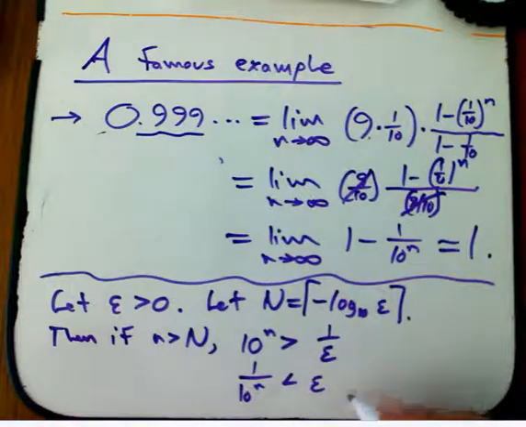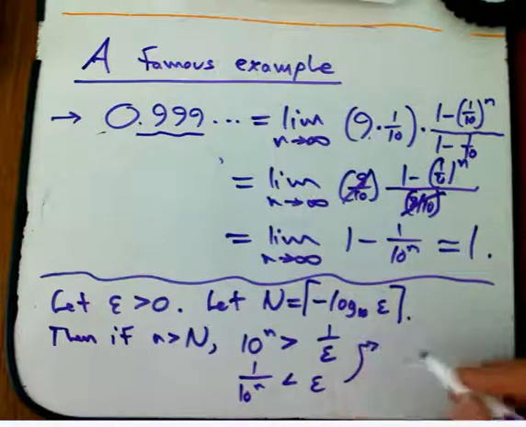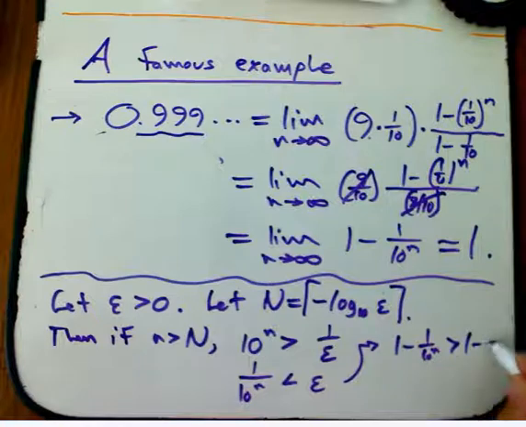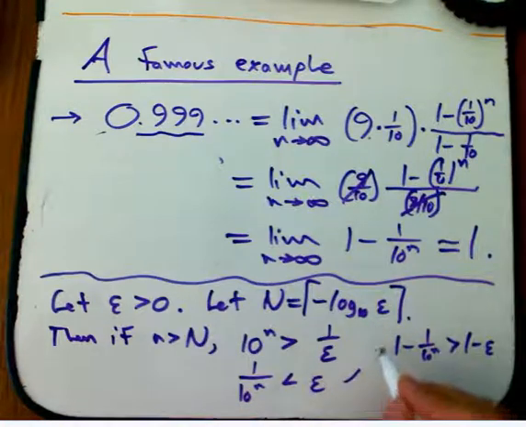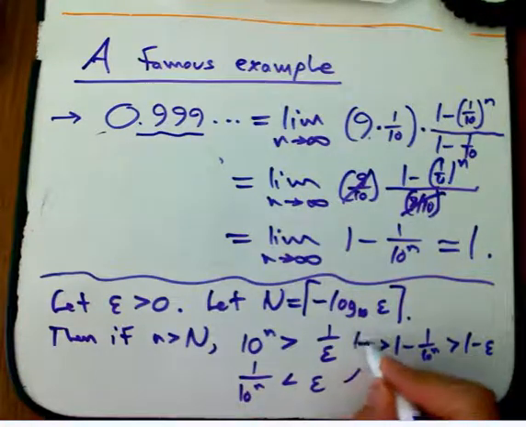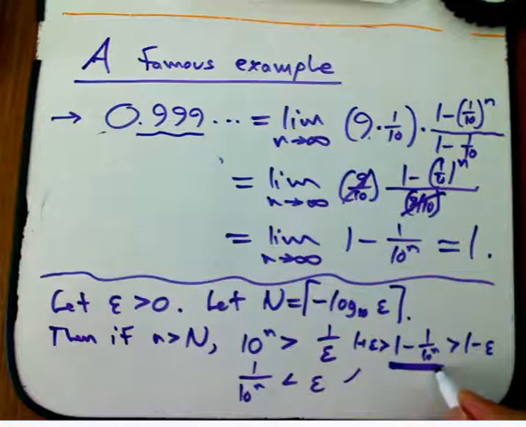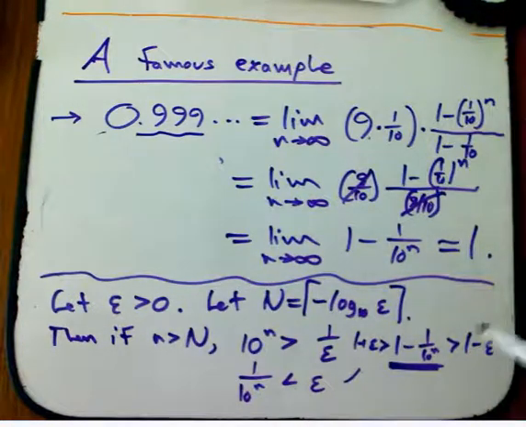Okay. And so 1 minus 1 over 10 to the n is bigger than 1 minus epsilon, and it's certainly less than 1 plus epsilon. It's clearly less than 1. Okay, and there we go. There's the terms of our sequence, cleverly written not as a summation, and that was a big deal, but again, it had nothing to do with limits.